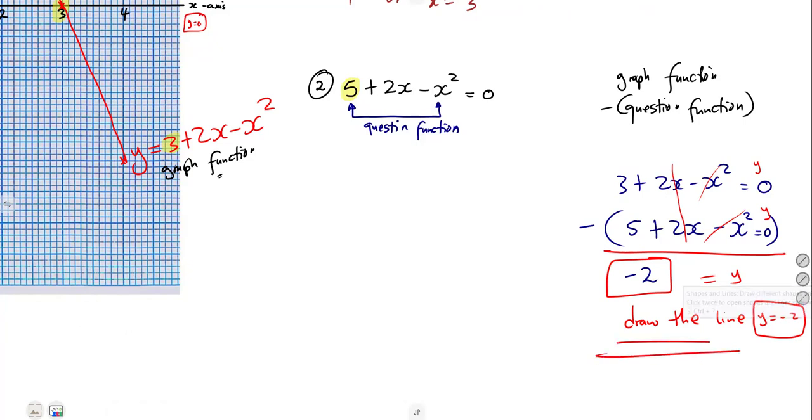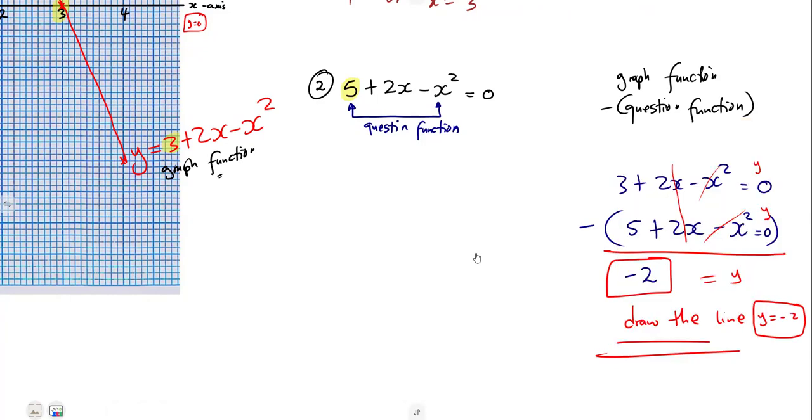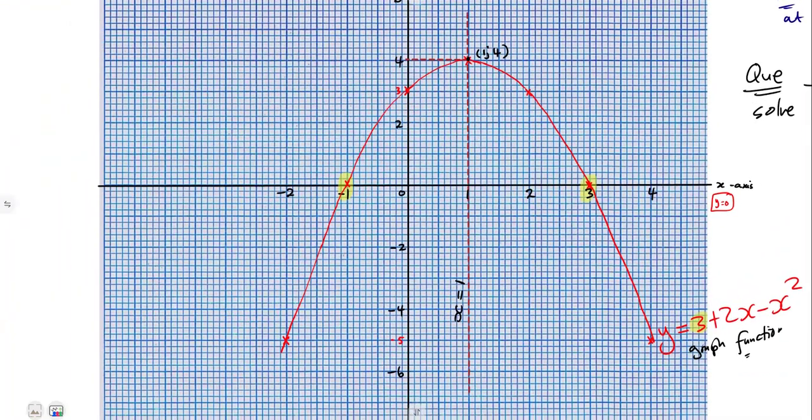Let's draw this line of y is equal to minus 2. It simply passes through the y-axis at minus 2. In the y-axis, this is where we have our minus 2. So you are going to draw that line, y is equal to minus 2. This is our line, y is equal to minus 2.